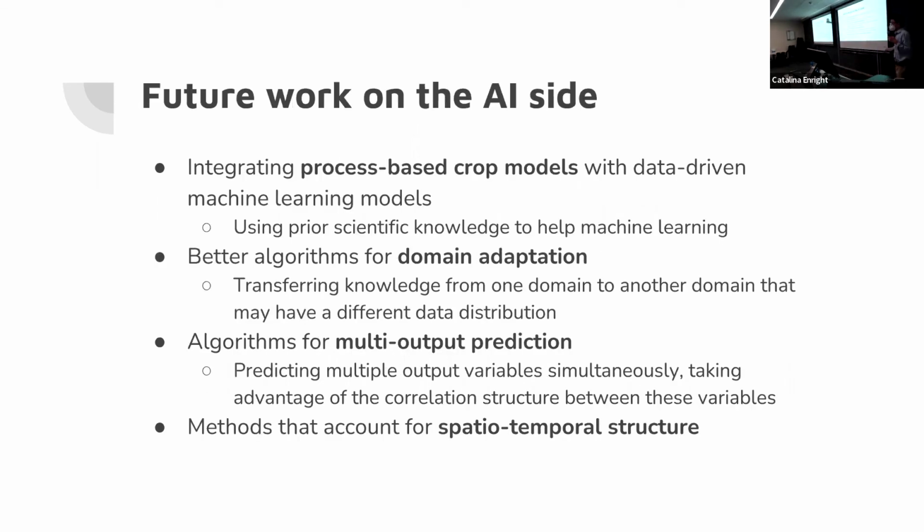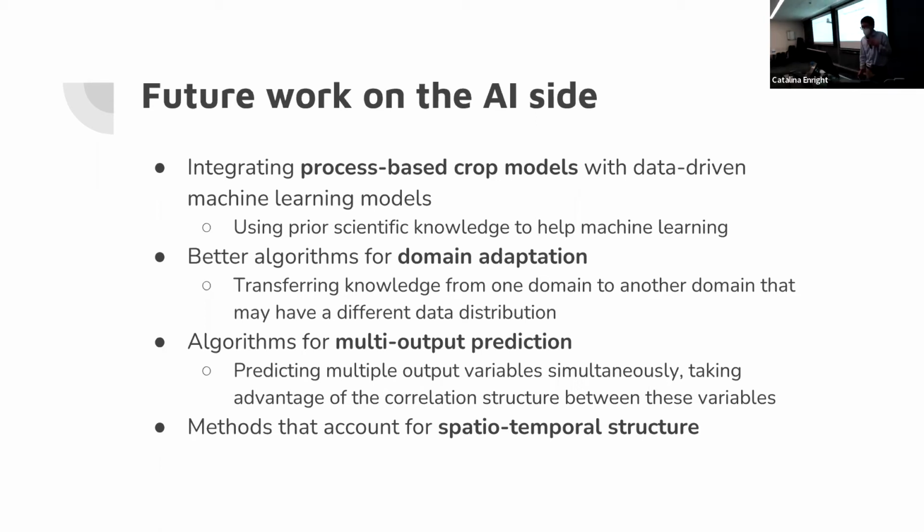So on the AI side, some opportunities for future work might include integrating process-based crop models to provide some additional prior scientific knowledge, or better algorithms for domain adaptation, where if you train a model on the US and try to apply it directly in an African country, this tends to not work very well because of these massive differences in their environment.